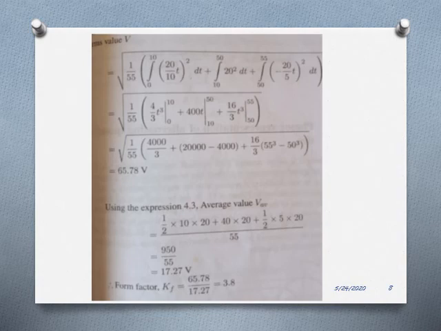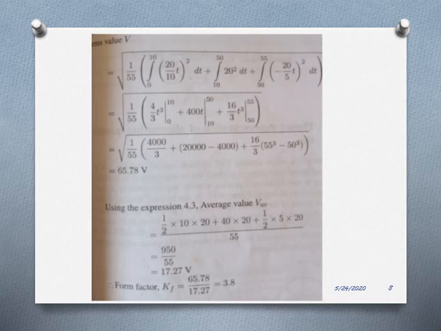The sawtooth area is half BH, so it is half into base 10 into height 20, plus rectangular. The area of the rectangular is length into breadth, that is 40 into 20. Plus again the right angle triangle area, that is half BH, half into 5 into 20, divided by the whole time period, 55. So you get the answer as 17.27 volt.